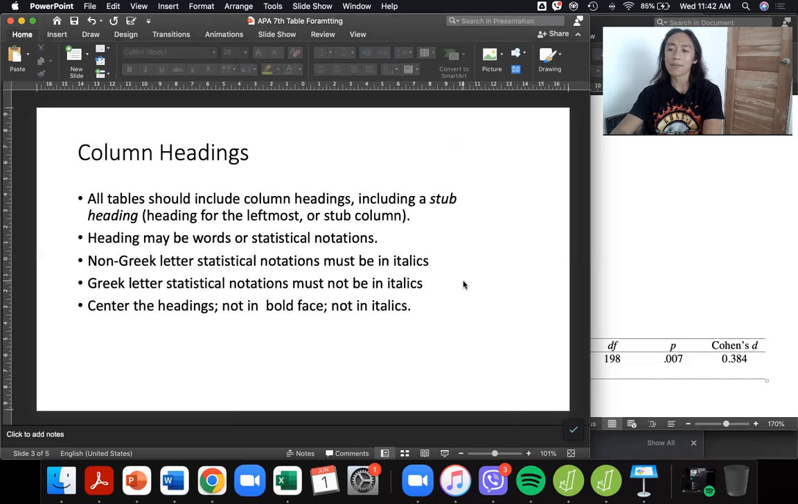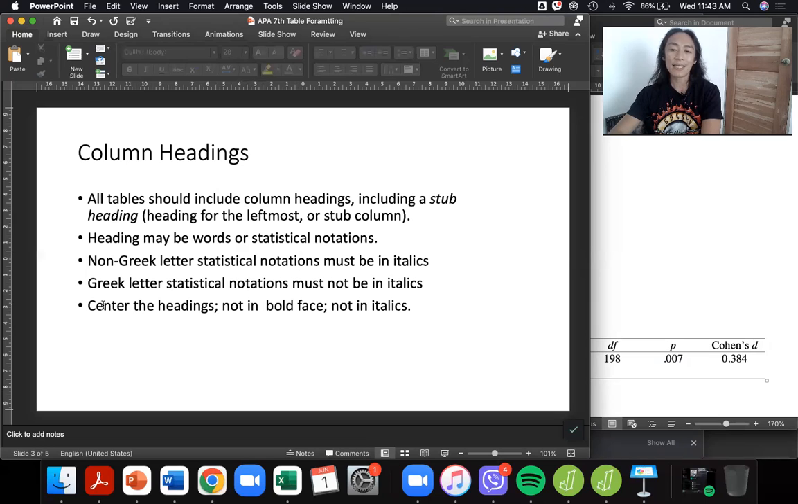What are some examples of these Greek notations? Later on, perhaps in regression, you will encounter Greek letter notations, for example, beta, or for example, Cronbach's alpha. So those are Greek statistical notations. We do not have them in italics. So just regular font.